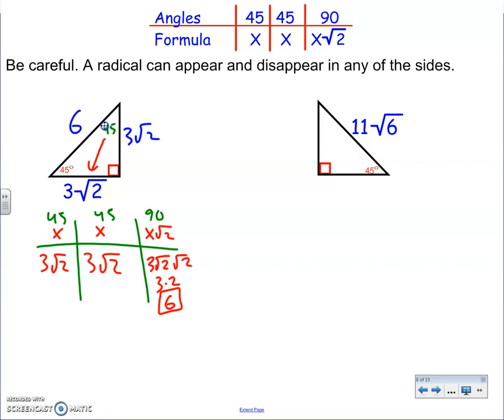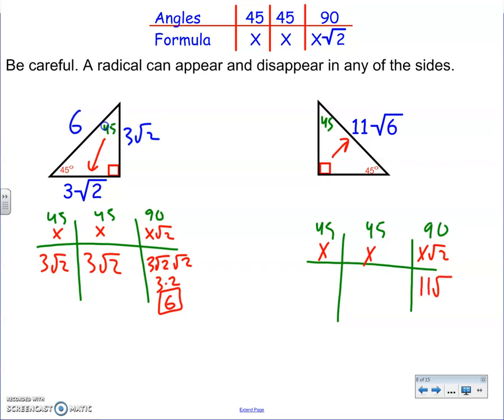Over here, again, 45, 45, 90. We'll make the pattern. 45, 45, 90. x, x, x square root 2. Across the 90 is 11 root 6. I'll put it right here, 11 square root 6. All right, we don't know x, so to go backwards, we divide. So we can do 11 square root 6 divided by square root of 2. Remember, you learn how to divide these things, but to rationalize this, times it by root 2 over root 2. That gives me on top 11 root 12 over 2.